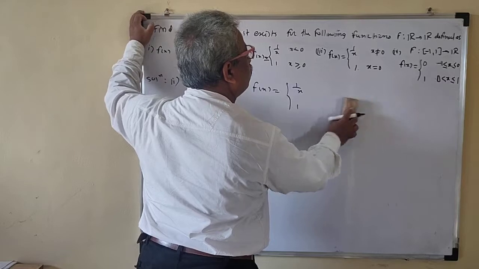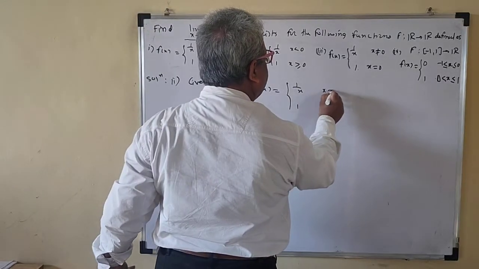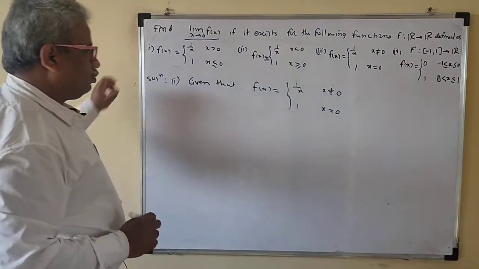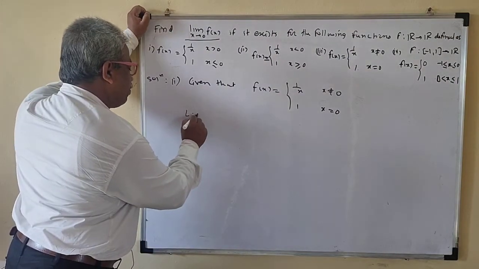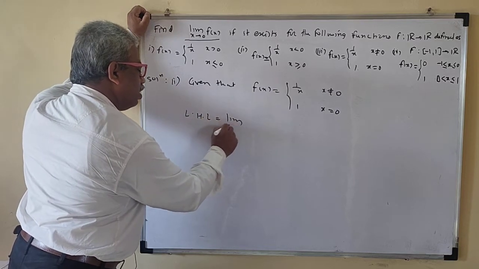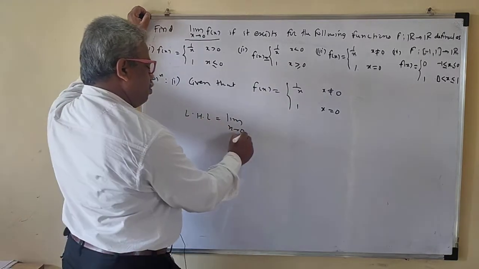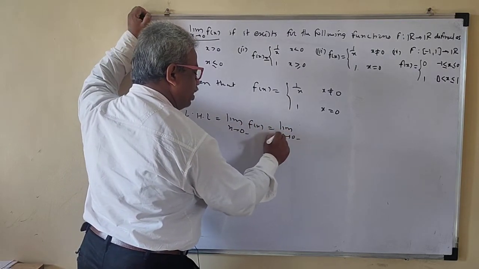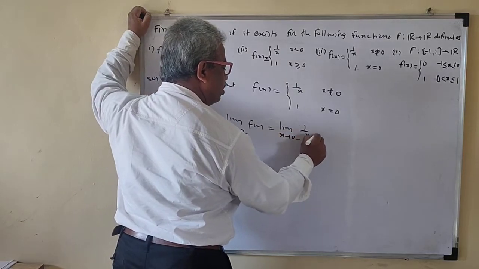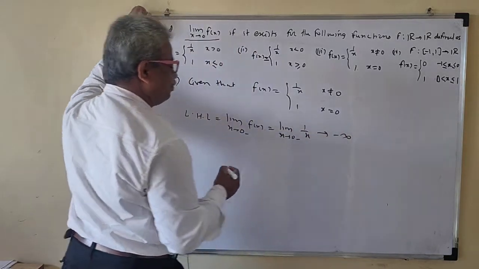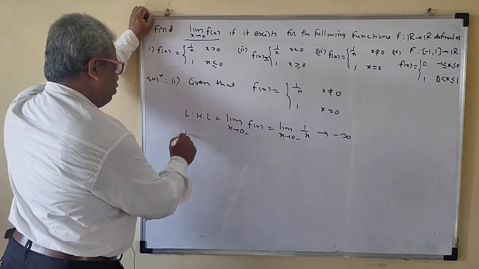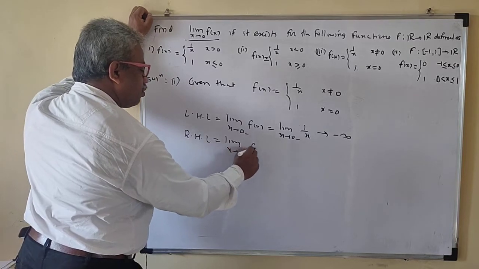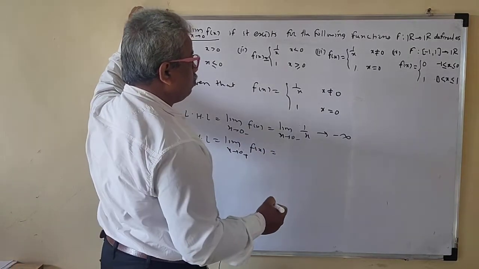Again here, f of x is 1 upon x for x not equal to 0, and this is something for x equal to 0. So again if you take the left hand limit, limit x tends to 0 minus f of x is equal to limit x tends to 0 minus 1 upon x. So this tends to minus infinity, right? And your right hand limit, actually no need to write this. So directly we can write this is 1 upon x. So this does not exist.